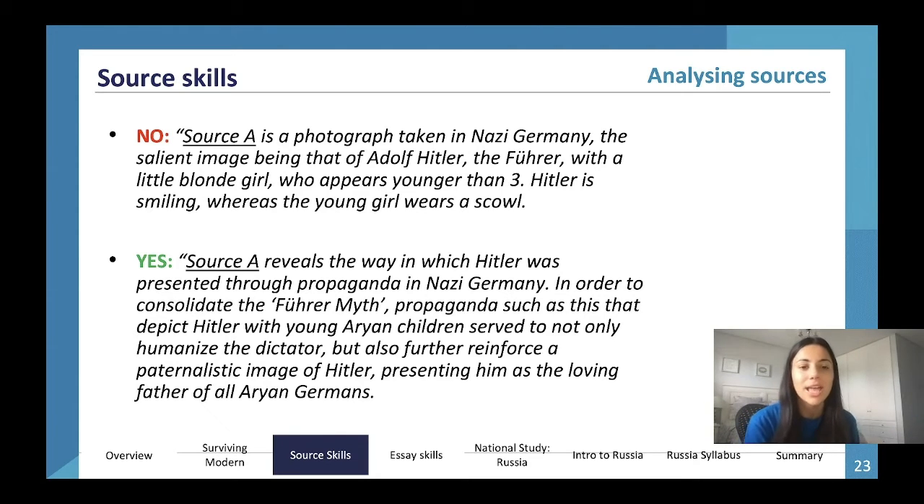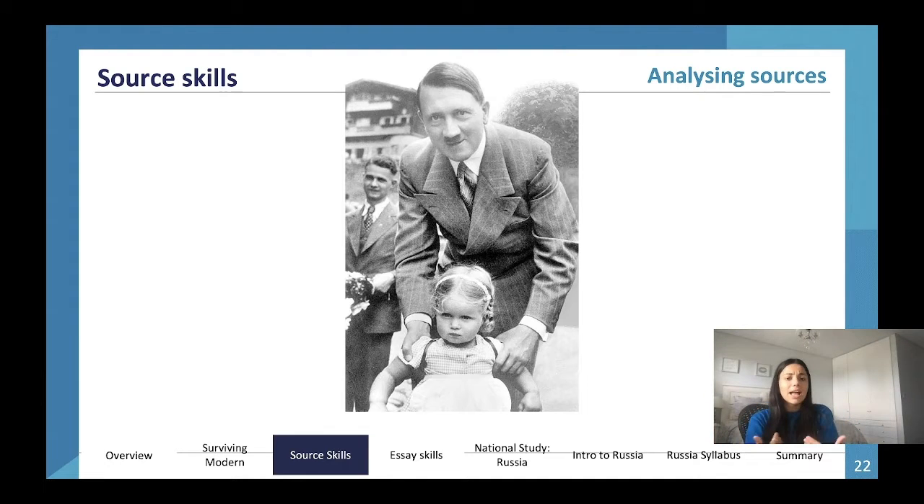So I could say source A is a photograph taken in Nazi Germany, the salient image being that of Adolf Hitler, the Führer, with a little blonde girl who appears younger than 3. Hitler is smiling, whereas the young girl has a scowl. Well, thanks. I actually couldn't see that. I don't want to sound mean saying that, but I wanted to show you guys the difference, because sometimes you don't even realize you're doing it.